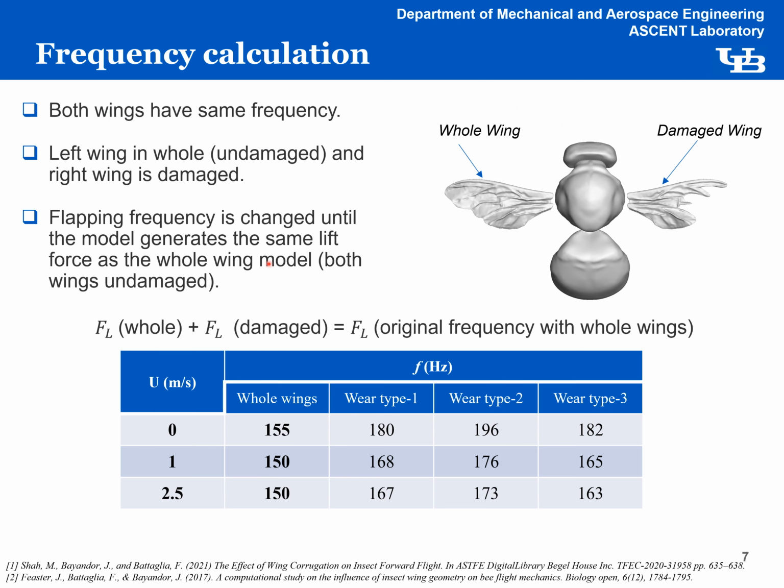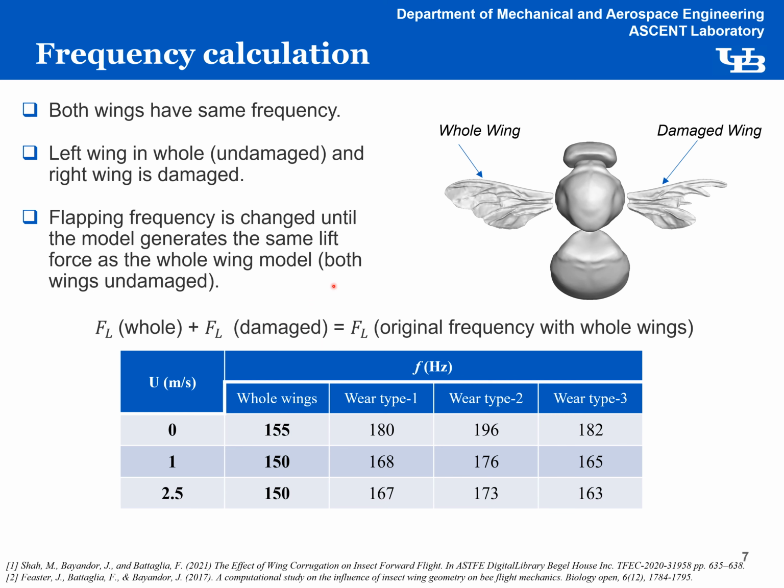In order to do the frequency calculation, a trial and error method was chosen. The table on the bottom shows frequency associated with three flight velocities when the wing is undamaged, in the second column. In order to find the modified frequency for each wing wear model, type 1, type 2, and type 3, the frequency of both wings was changed until the total lift produced by both wings, that means the lift produced by the whole wing and the damaged wing, matches that of the original model with both wings undamaged and the frequency shown in column 2.